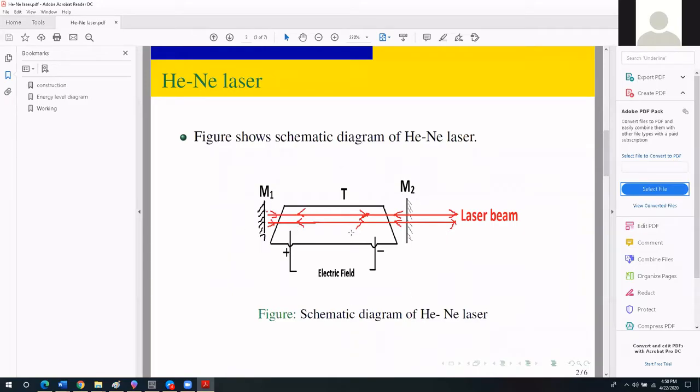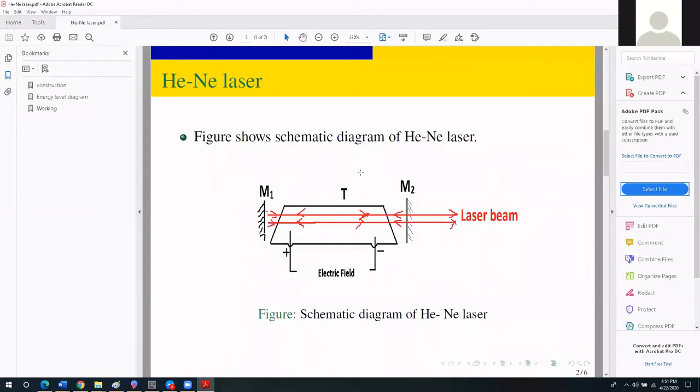This figure shows the schematic diagram of helium-neon laser. It consists of a uniform bore glass tube T, which contains a mixture of helium and neon in the ratio of 4:1, helium being 4 times and neon 1 time, or 5:1, 9:1, 12:1, 15:1, depending on the power of the laser.